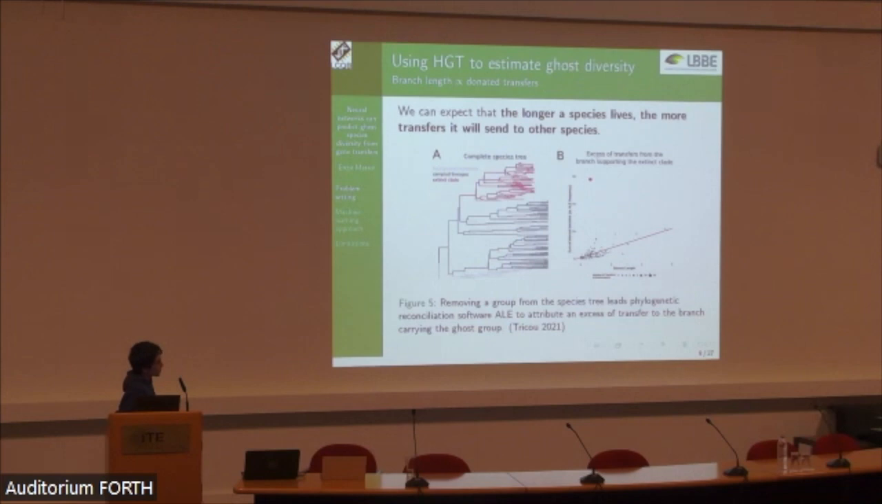Another observation, which was made by Theo, who helped me on this project, is that if we suppose there is a bunch of species here that just went extinct, and they send transfers to this tree which we know today, the transfers coming from this part of the tree will actually be attributed to this one. So we will attribute an excess of transfer from this tree, whereas given its length, we would not expect it to send so many transfers to the rest of the tree.